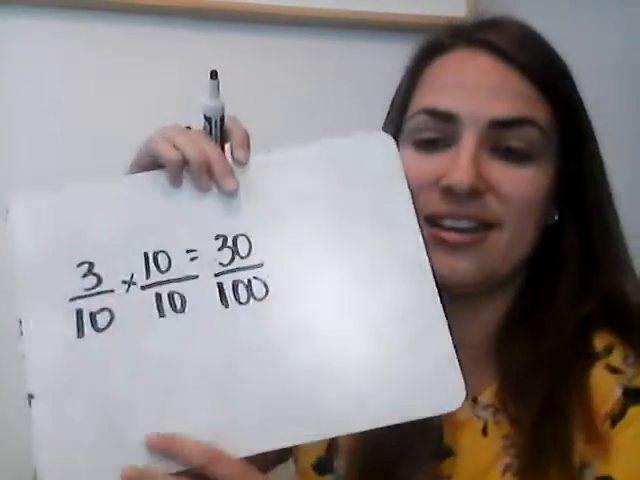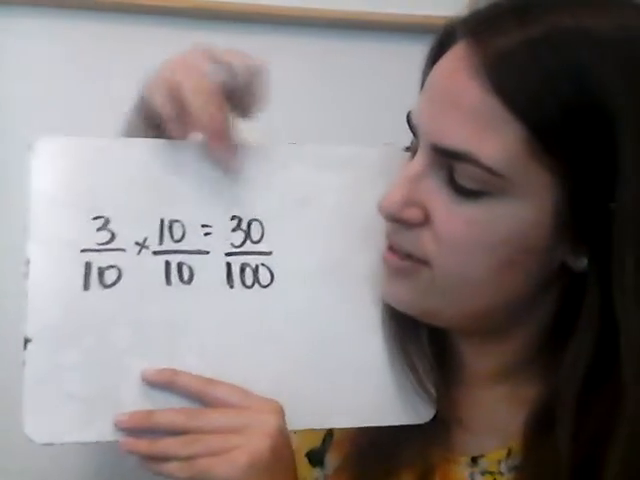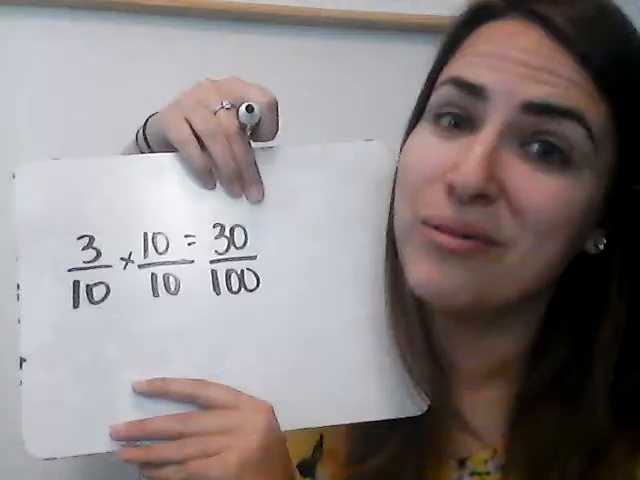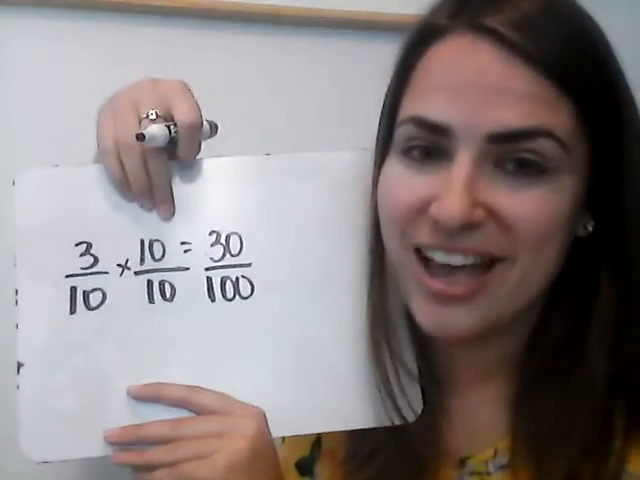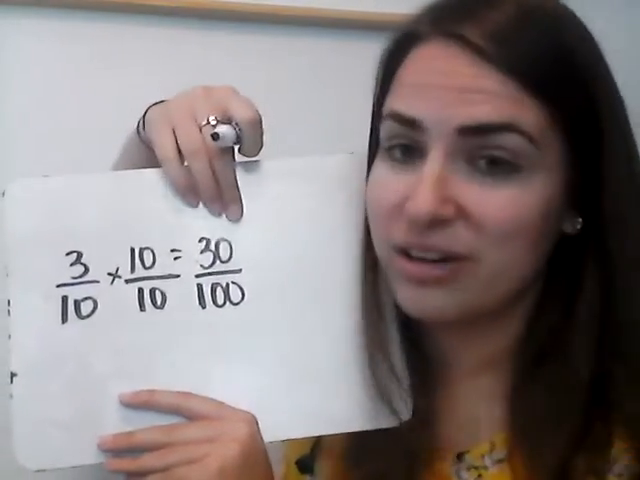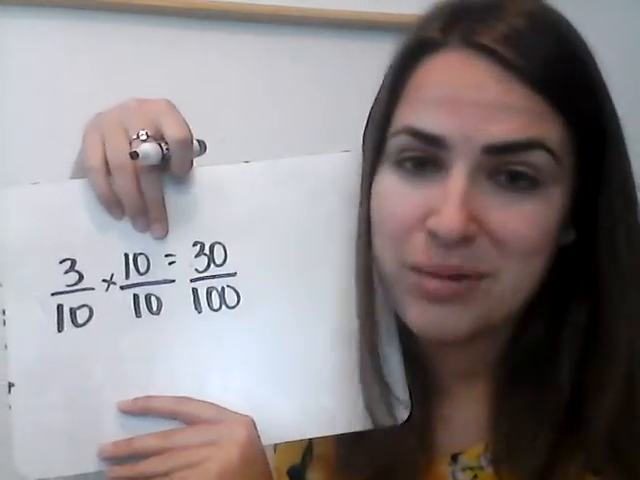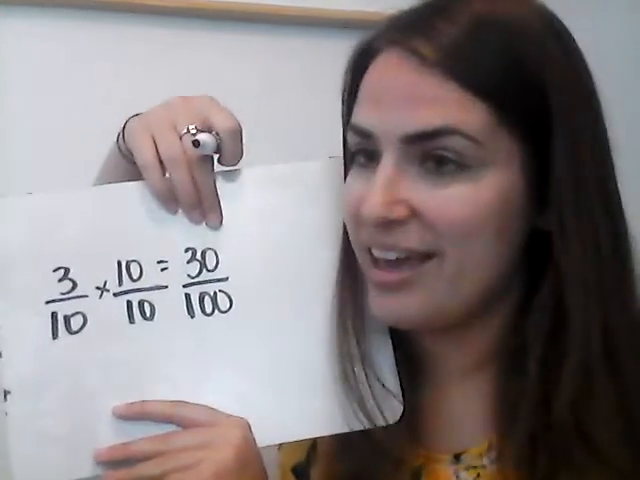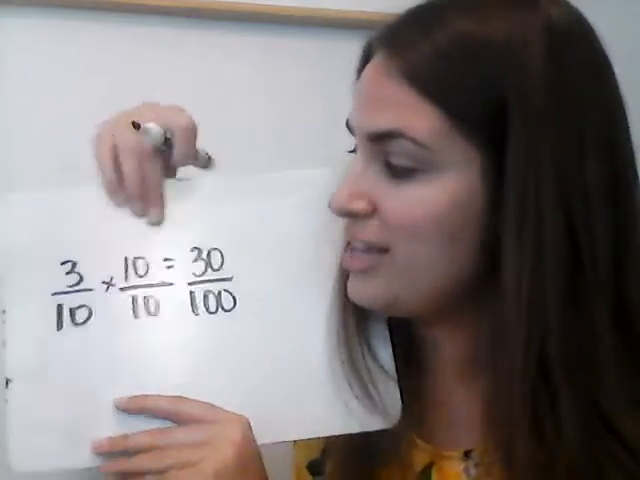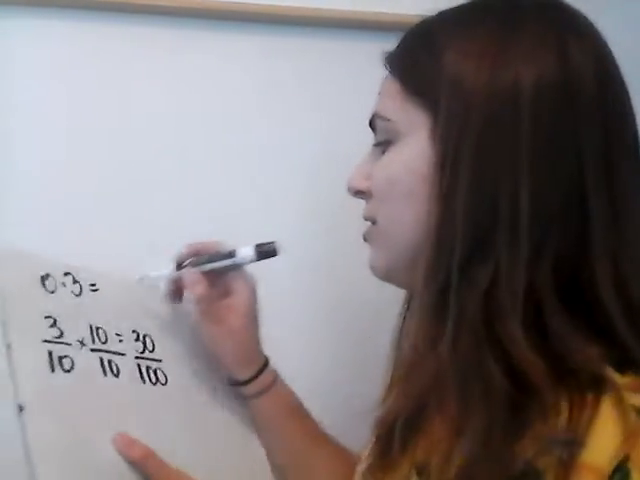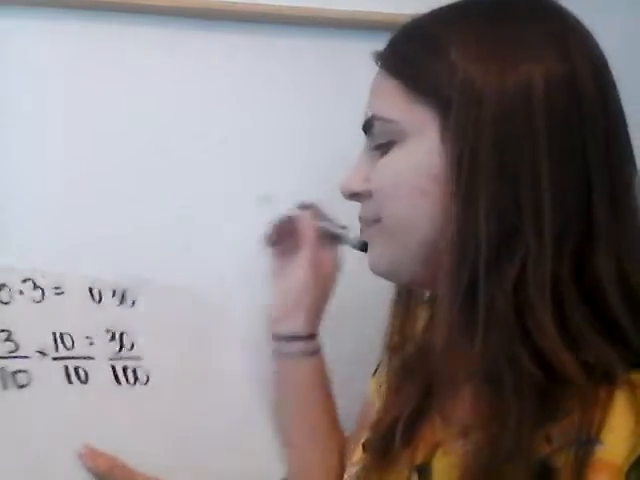All right, you guys. Did we just prove that 3/10 is equivalent to 30 hundredths? You bet we did. We multiplied by 10 over 10, and we got 30 hundredths. Again, when you multiply by the same number on the top and the bottom, you get an equivalent fraction. So 3/10 is equivalent to 30 hundredths.